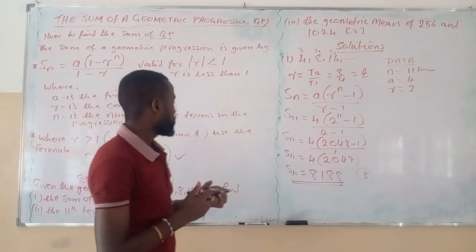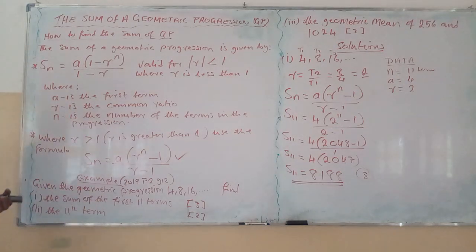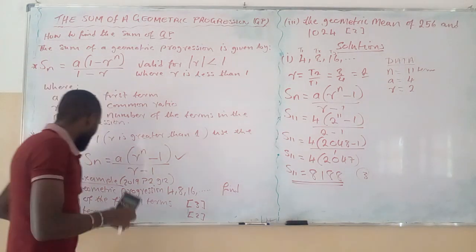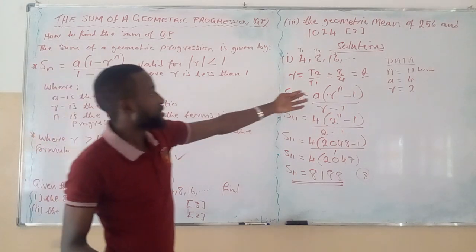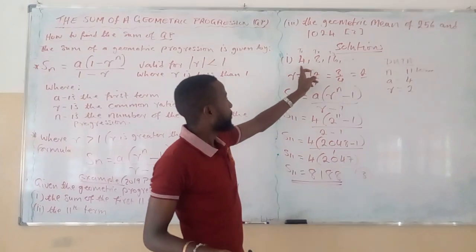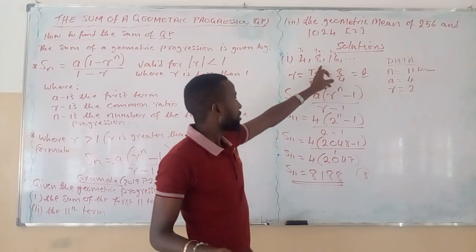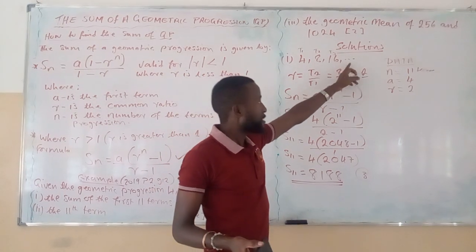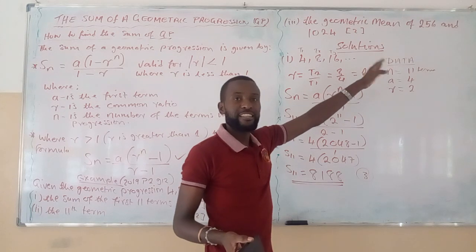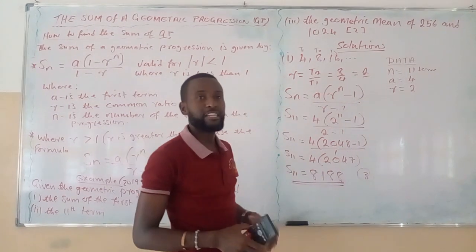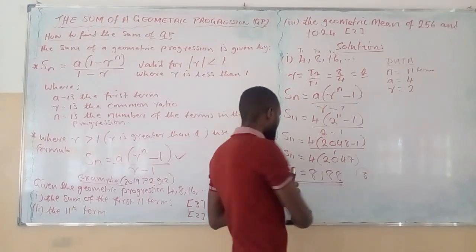Okay, so now let's move on to the next question of finding the 11th term. Because we have already found the sum, now we need to find the 11th term. Finding the 11th term will be easy because I already know the common ratio. So I just have to multiply: 4 times 2, 8. 8 times 2, 16. 16 times 2, 32. Just like that, until 11 times, you're going to find the 11th term. Or you can use the formula.